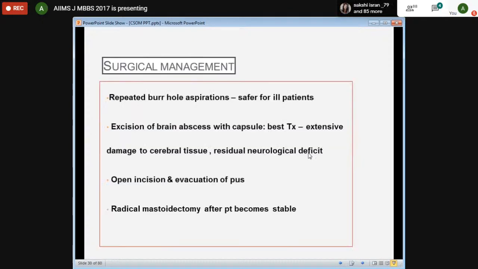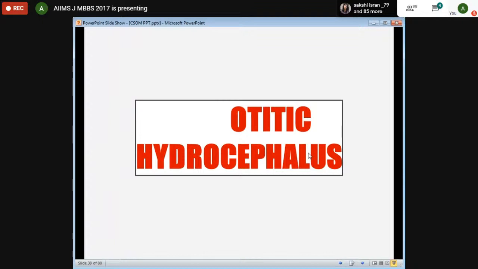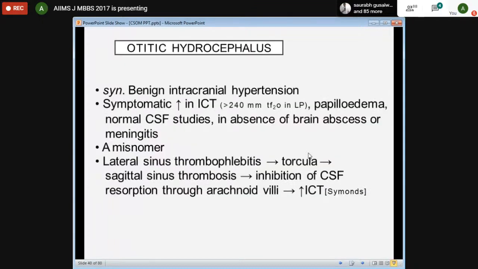So last is otitic hydrocephalus. What is otitic hydrocephalus? See, all these intracranial complications are in sequence. First one thing will happen, then it will proceed to the other. So in 50% of cases, you may find 1 or 2 or 3 intracranial complications in a single patient. But for the sake of discussion, we discuss them as separate entities. So our last entity is otitic hydrocephalus.